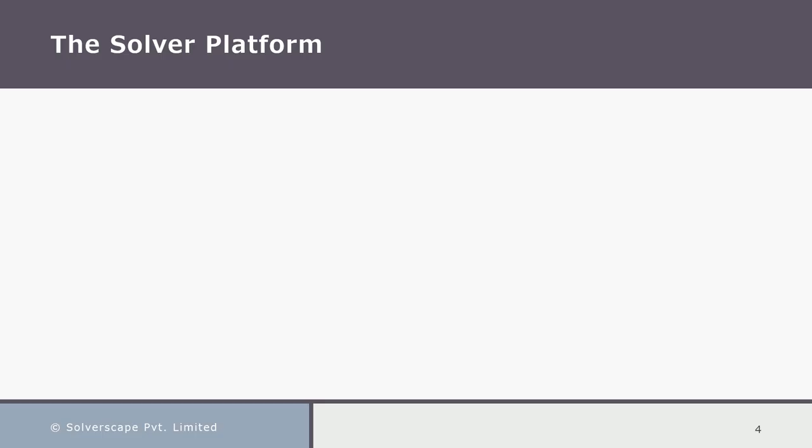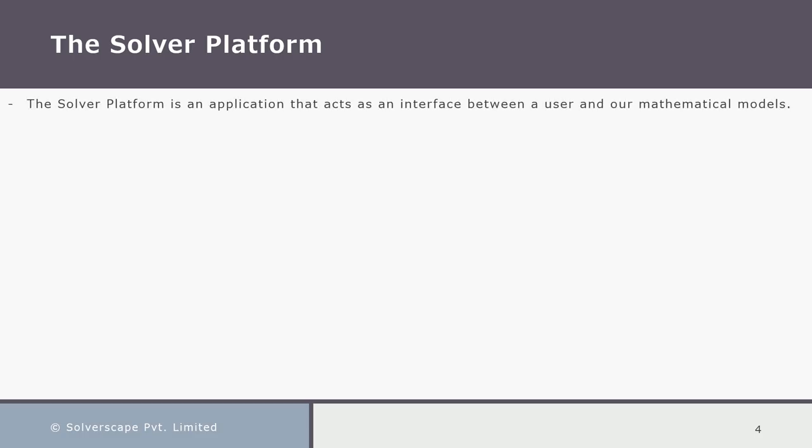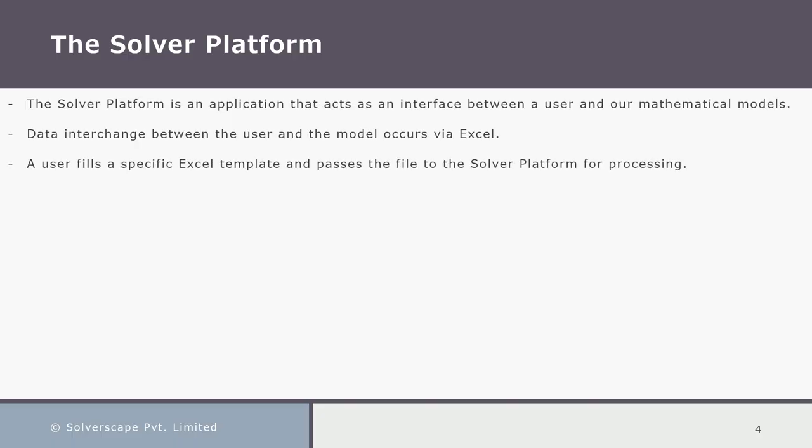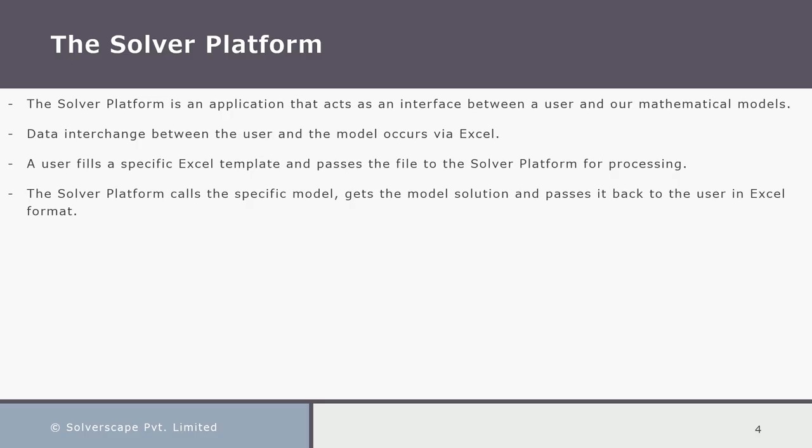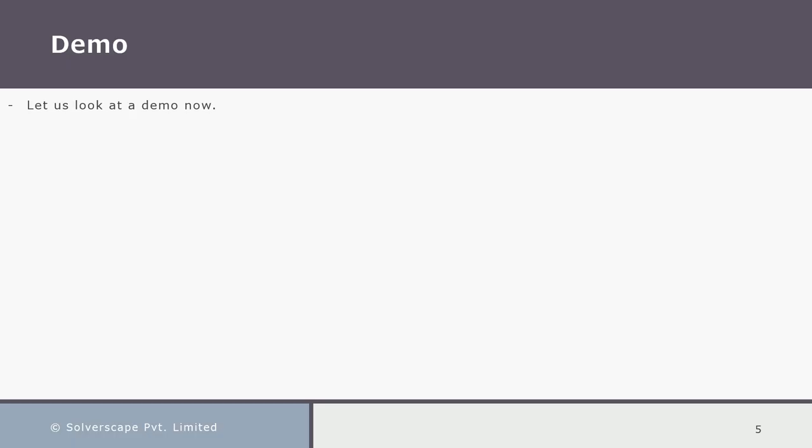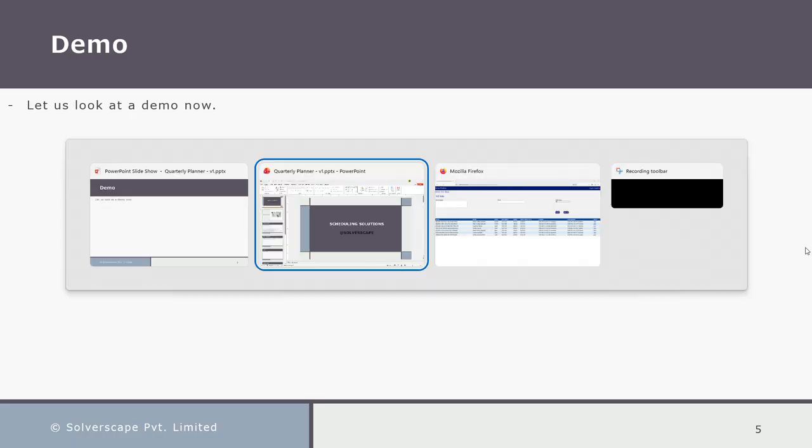So how do we use the quarterly planning model? We do that via this application called the Solver platform. It acts as an interface between a user and the mathematical model. Data interchange between the user and the model occurs via Excel. A user fills a specific Excel template and passes the file to the Solver platform for processing. The Solver platform calls the specific model, gets the model solution, and passes it back to the user in Excel format. Let us look at a demo now.